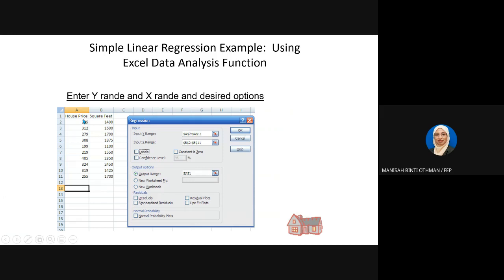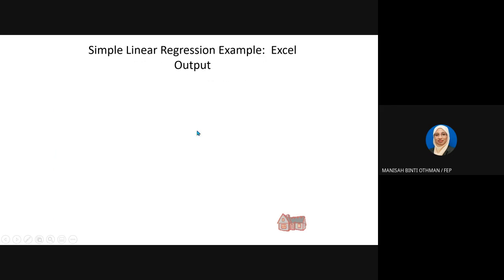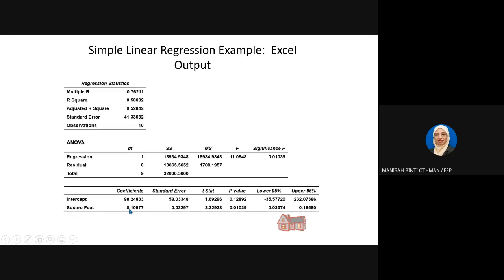Then you have to select the range for which one is X. That's why you have to identify first which one is the dependent and which one is the independent. If you select the wrong column, you will get a different equation. So which one is Y and which one is X? House price is Y and the square feet is X. We use the size to predict the house price. After you click OK, Excel will generate this computer output for you. This is the Excel output for simple linear regression.